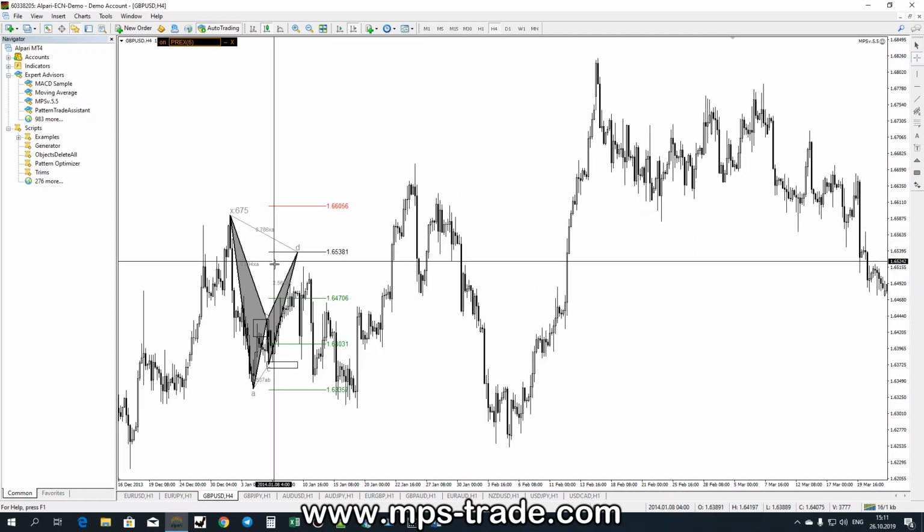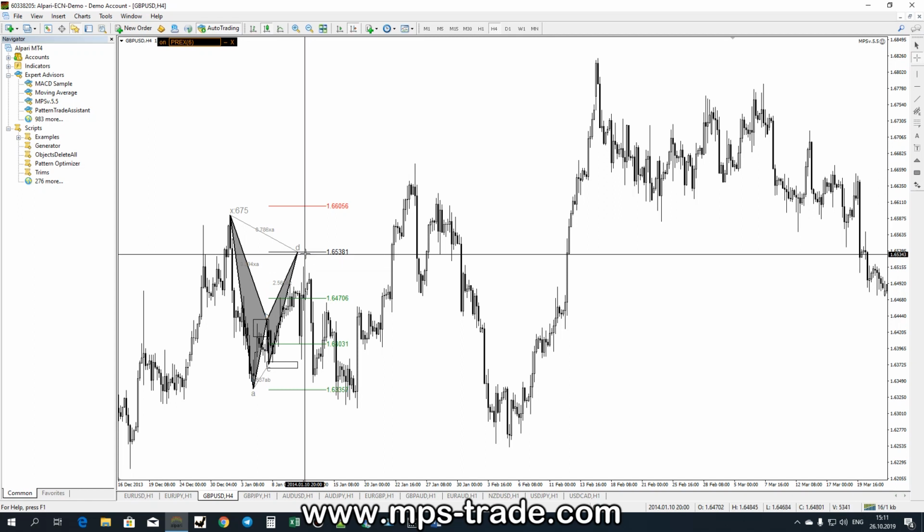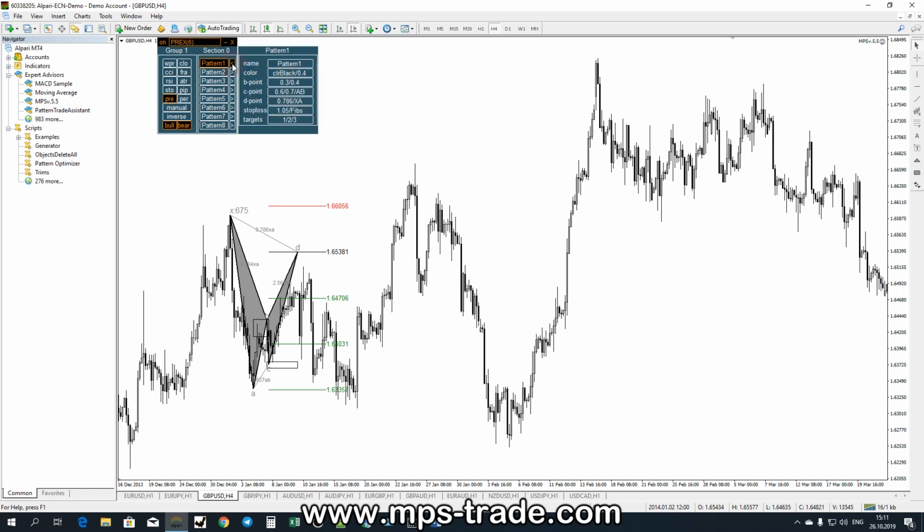Another pattern here, and again the reversal started below this completion. And because MPS draws potential patterns, it doesn't draw only those patterns that completed. We can find this situation when a pattern didn't complete or when a pattern was invalidated. And what happens if I modify the entry to 0.7? You see it becomes completed and it hits this entry and hits targets after that. So instead of missing this win, we'd better optimize our entry to 0.7 instead of standard Fibonacci 786 entry.